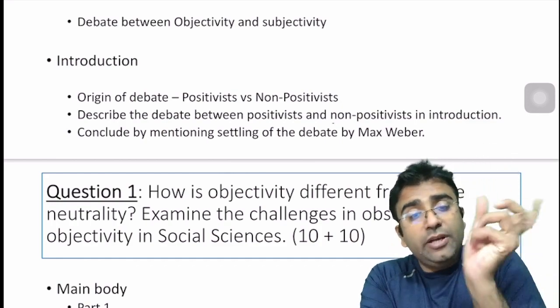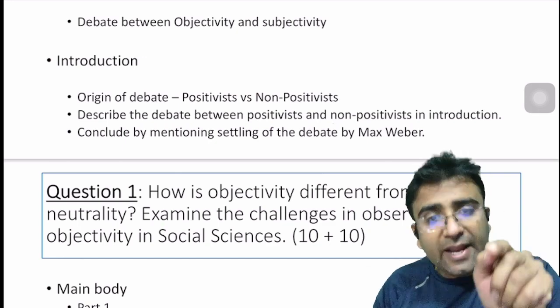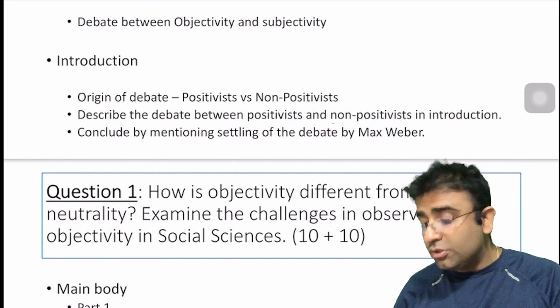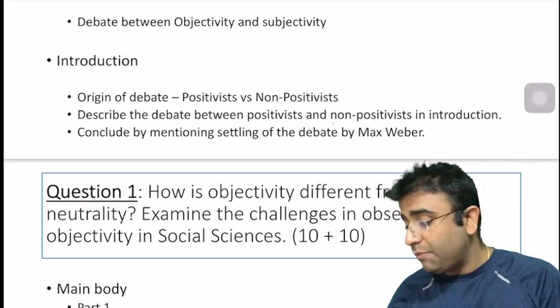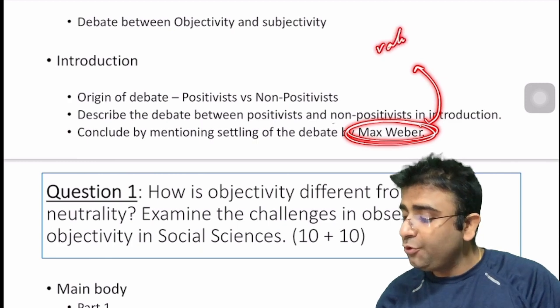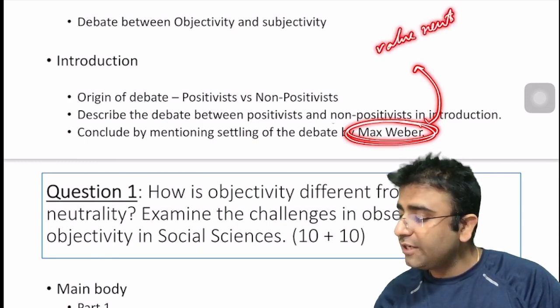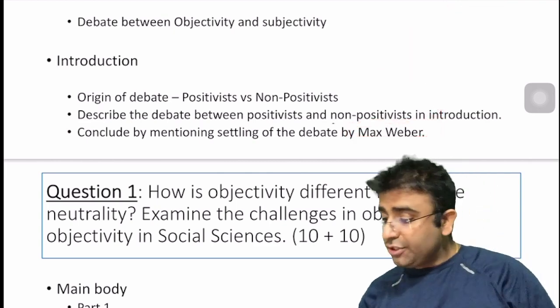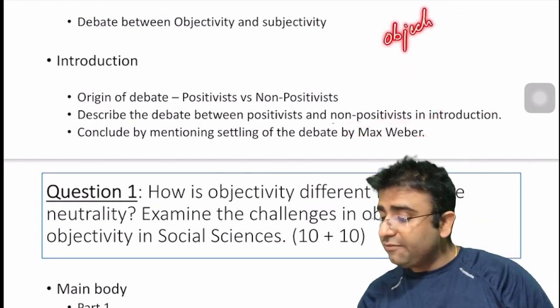Now you are going to link your introduction with the main body by telling that this debate between objectivity and subjectivity was concluded or settled by the efforts of Max Weber when he gave the concept of value neutrality against objectivity. So what Max Weber said is that in sociology you should not target objectivity.